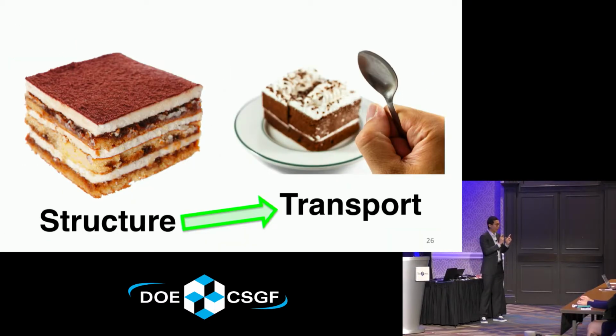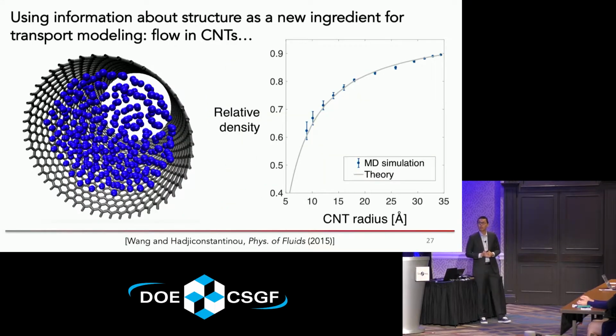So now we have our cake. The logical next question is, can we eat it too? How can we get some really, really delicious transport results out of this knowledge of fluid structure? Well, one example that we can do right away is trying to use information about structure as a new ingredient in understanding and doing flow modeling in carbon nanotubes.